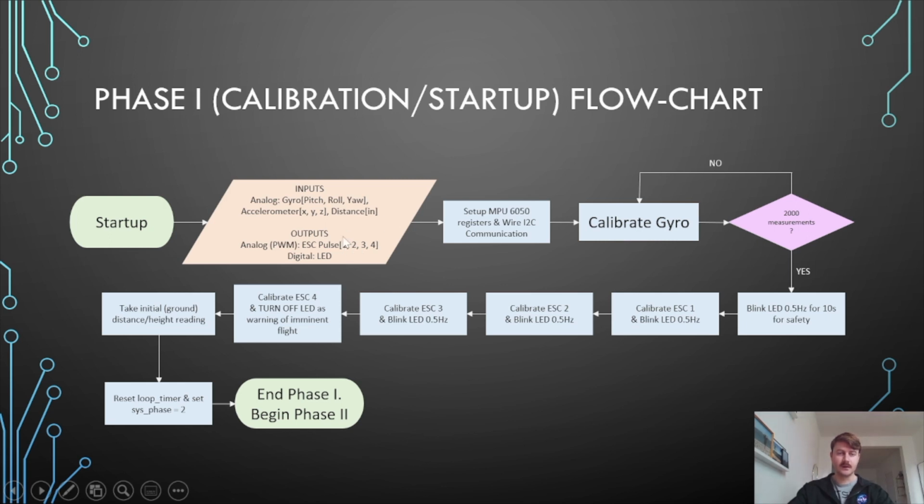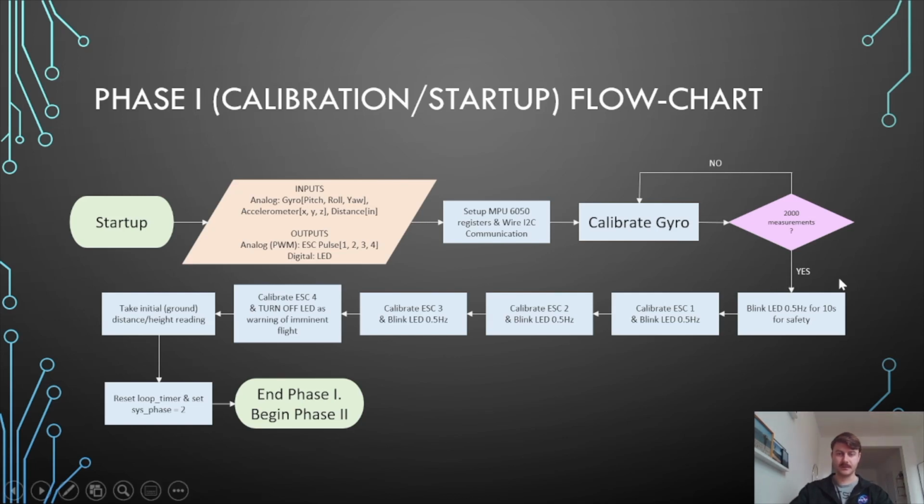For outputs, we have the ESC control pulses, electronic speed controller, which in turn drives the motor at a specified RPM depending on the pulse width. And lastly the LED, so one digital signal out. The first thing to do is set up the communication between the IMU and the controller board. After that, the gyro is calibrated because in fabricating the sensor, there's a little bit of offset in the different values. So 2000 measurements were taken and averaged, and then the offset for each axis was adjusted appropriately.